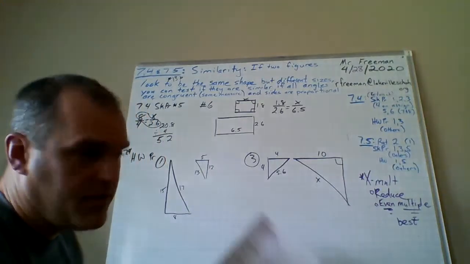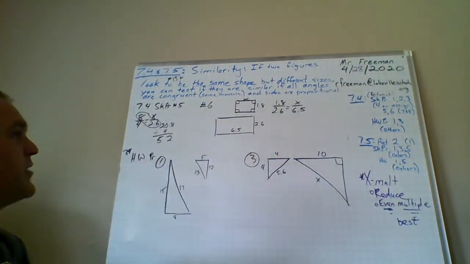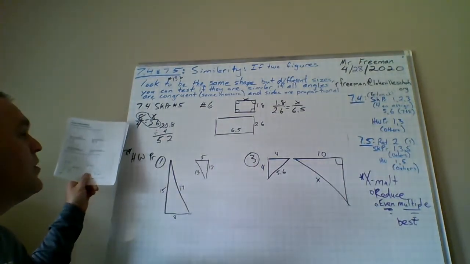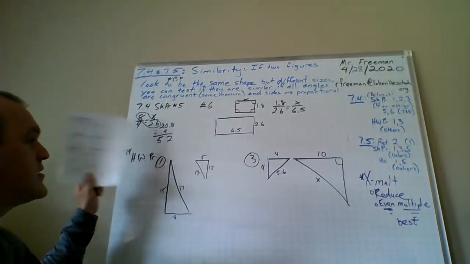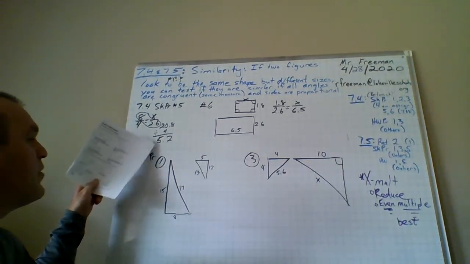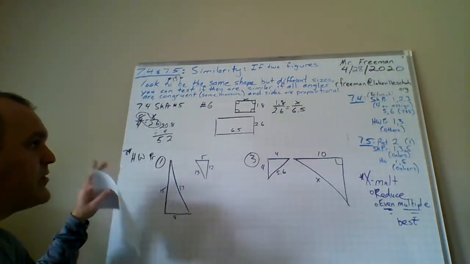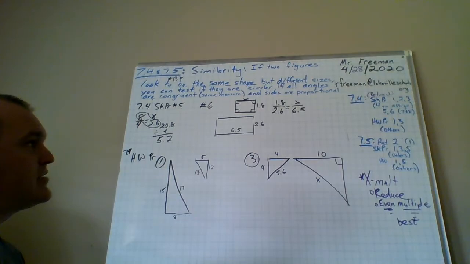When we left off though, we were already almost done with 7.4 skills practice number 5. All we had left to do was to cross multiply. 8 times 2.6 is 20.8, and if we divided by the 4 we would get 5.2. Remember that we're now to the point where we have to find out what the x value is. They have already told us that they are similar.